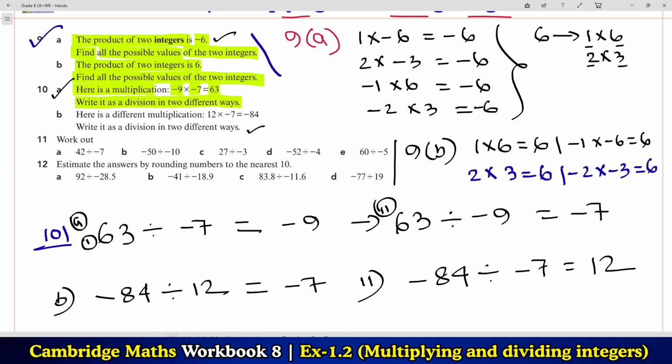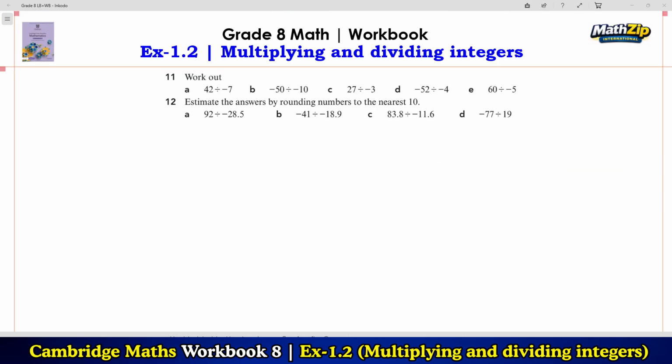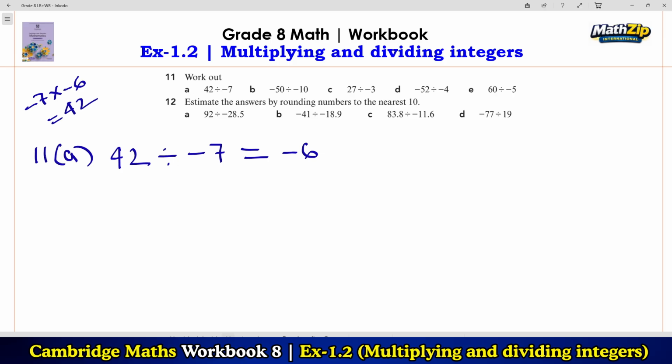We will try to solve two more questions in this video. Question 11, work out. Number a: 42 divided by -7. We can write 42 divided by 7 is 6. So we can write it's -6 because -7 times -6 will be 42. So number a is done. Number b, here is -50 divided by -10. So minus divided by minus will be plus. 50 divided by 10 will be 5.